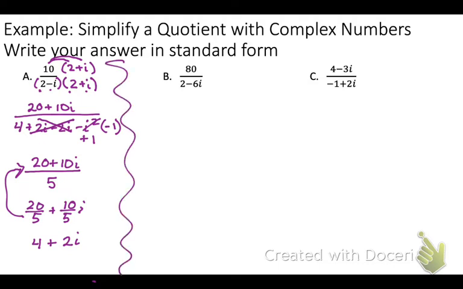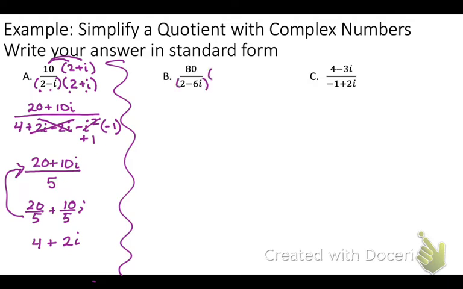Over 5? No, because then it can be reduced out. So I'm okay to have an imaginary number in the numerator. I am not okay to have it in the where? Denominator. So if it's in the denominator, I have to use the conjugate to fix it. So I have 80 over 2 minus 6i. I'm asking you what we need to do. We can do it together. But what do we need to do? We need to do the conjugate. Times 2 plus 6i.